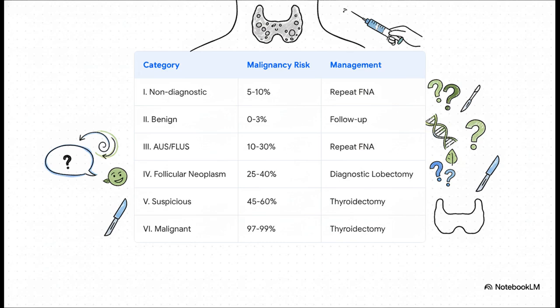Category 1 is non-diagnostic. You just didn't get enough cells, so you have to repeat it. Category 2 is benign, which is great news. We can just follow up clinically. Categories V and 6 are basically a green light for surgery. They're either suspicious or definitively malignant.